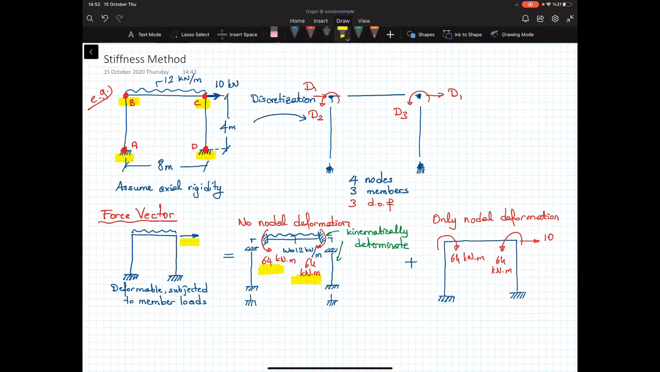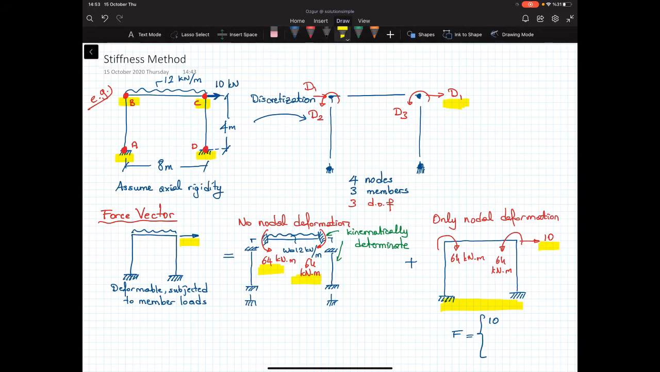So by looking at this figure, I will determine the force vector. In other words, the force vector shows the unbalanced nodal forces. So what is the first load? That corresponds to the first degrees of freedom. This is my first degrees of freedom. I got 10 here. They are in the same direction. So this is plus 10.